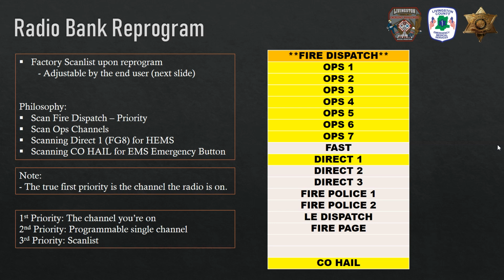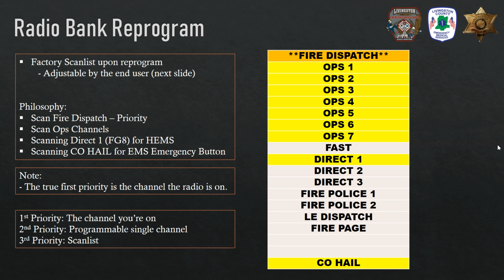For your scan list, we are putting in all of the Ops channels, which are Ops 1 through 7, and Direct 1, which is the former Fireground 8 channel. The reason for having this in your scan list is helicopter medical operations, or air medical: the ability to scan any helicopter operations that are going on.